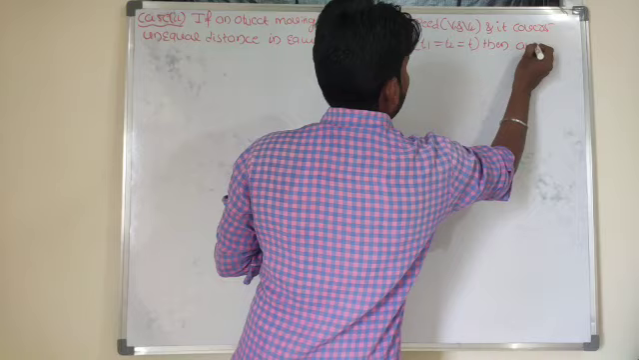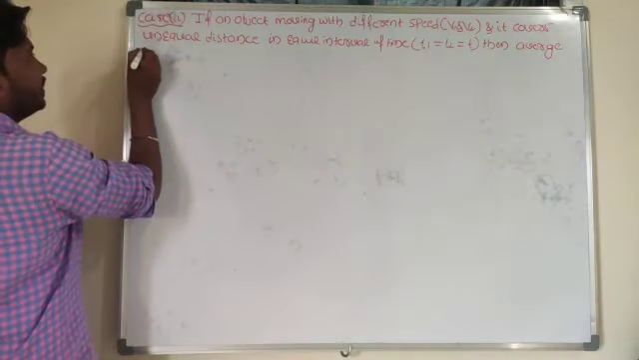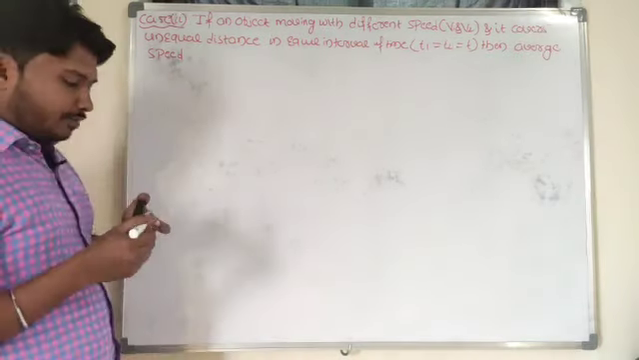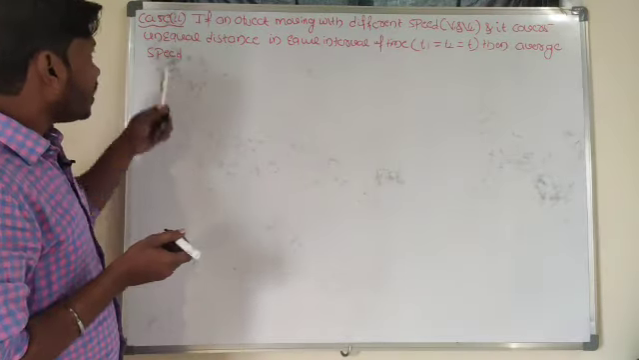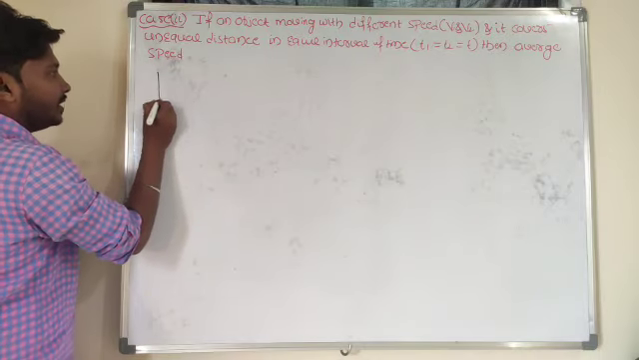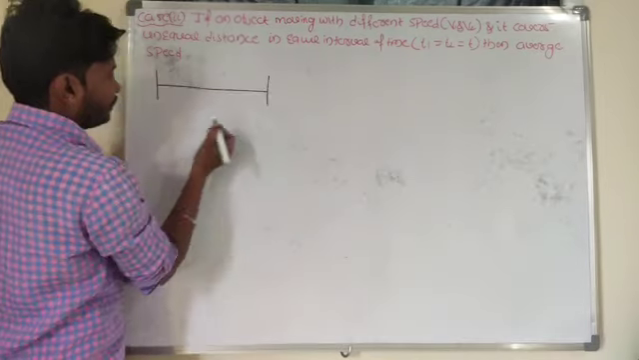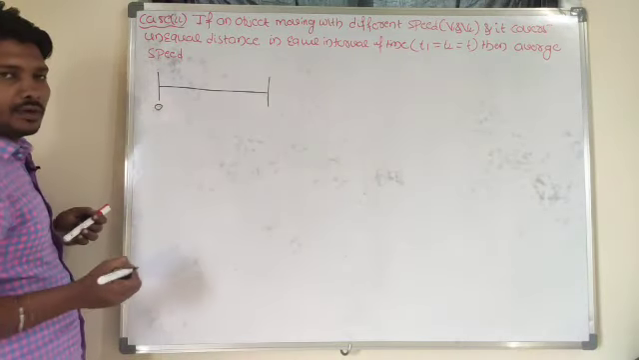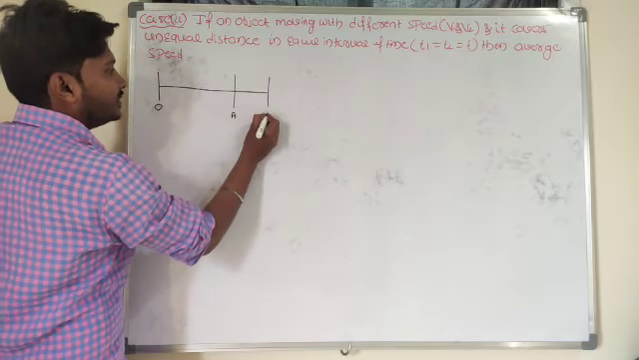Then the average speed is... So let me calculate the value of average speed if an object is moving with different speed and it covers unequal distance in equal intervals of time. So first let me give the diagrammatic approach for this case. Look here, this is the path. For example, it starts the journey from point O. I will take this as point A and this as point B.